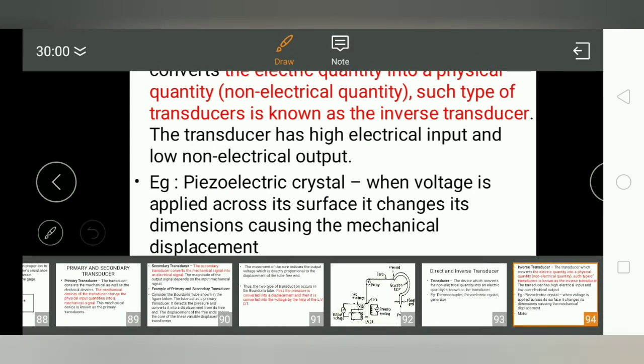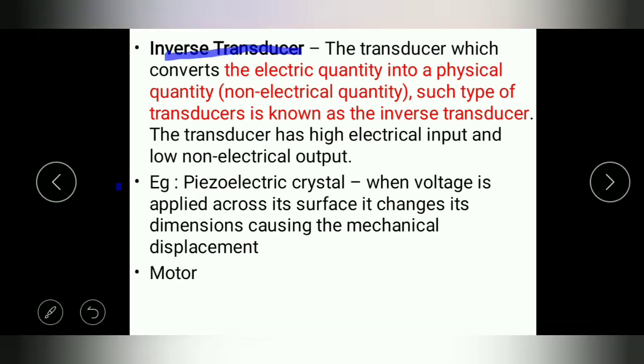But in the case of an inverse transducer, the reverse is happening. That is, a transducer which converts an electrical quantity into a physical, non-electrical quantity is known as an inverse transducer. Just the inverse of what is happening in a direct transducer is happening in an inverse transducer. That is, the electrical quantity is converted back to a physical quantity. So the transducer has high electrical input and low non-electrical input. An example is the piezoelectric crystal, which also acts as an inverse transducer.